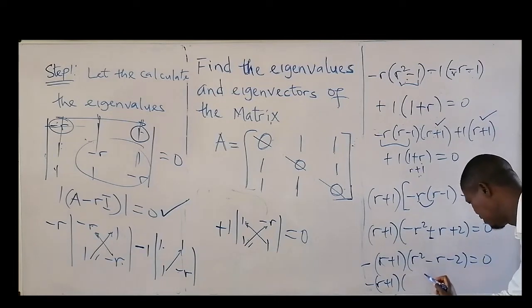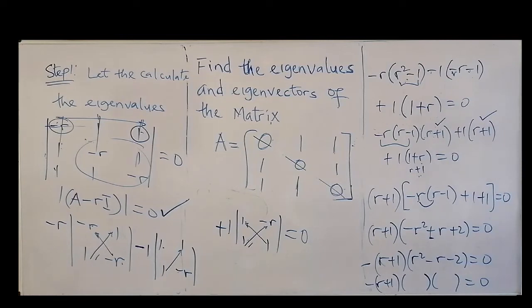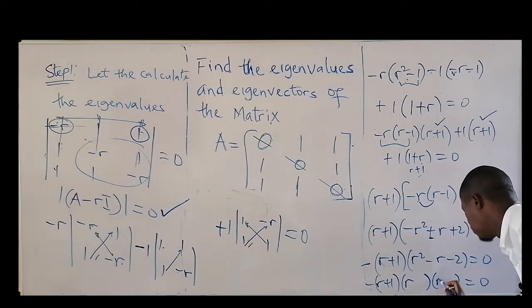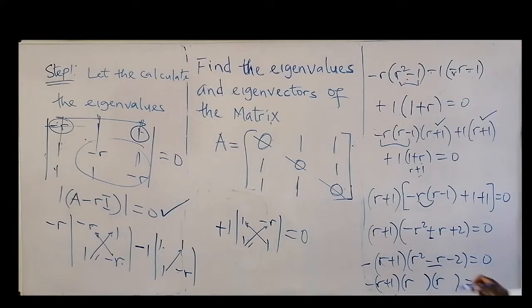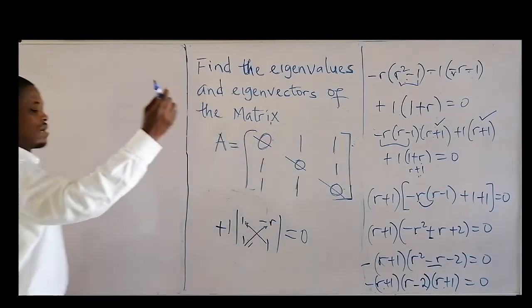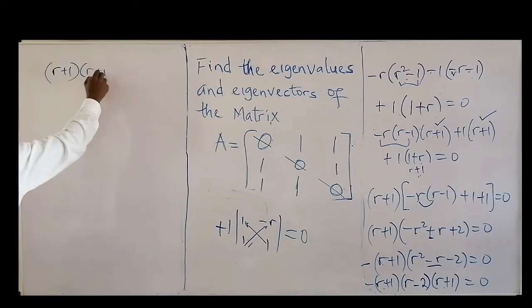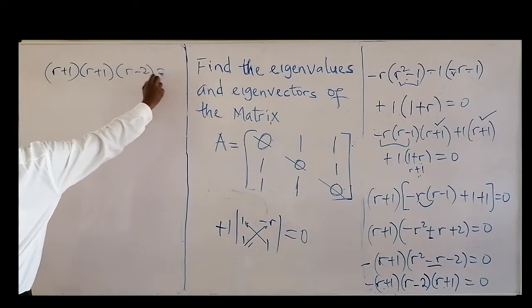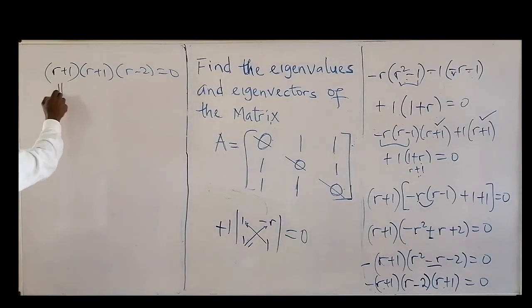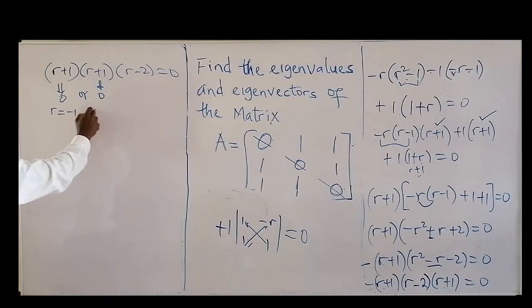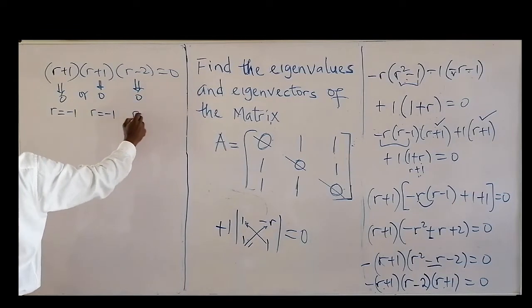So we now have minus this, r plus 1 into brackets. Here, we can factorize this quadratic expression equal to 0. And if you do that, the factors of 2 that can generate minus 1 are minus 2, plus 1. Multiply both sides by minus, so you now have r plus 1, into bracket r plus 1, and then r minus 2 equal to 0. So this implies this is equal to 0, and then r is equal to minus 1 here. Or this one also is equal to 0, so r is also minus 1. This one also is equal to 0, so r is 2.